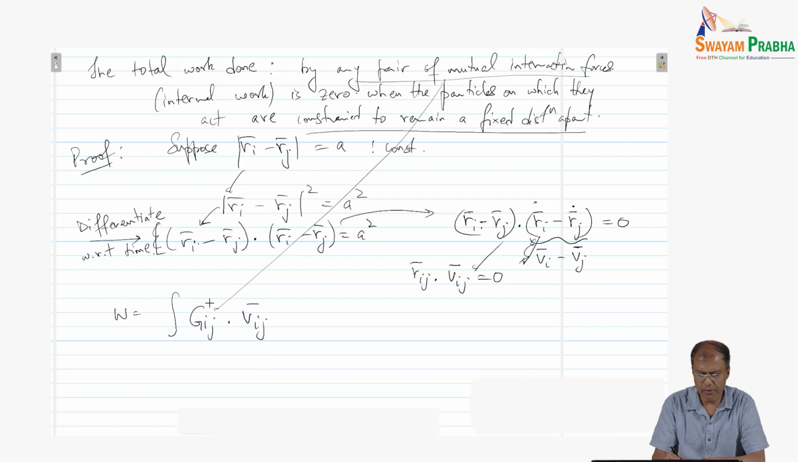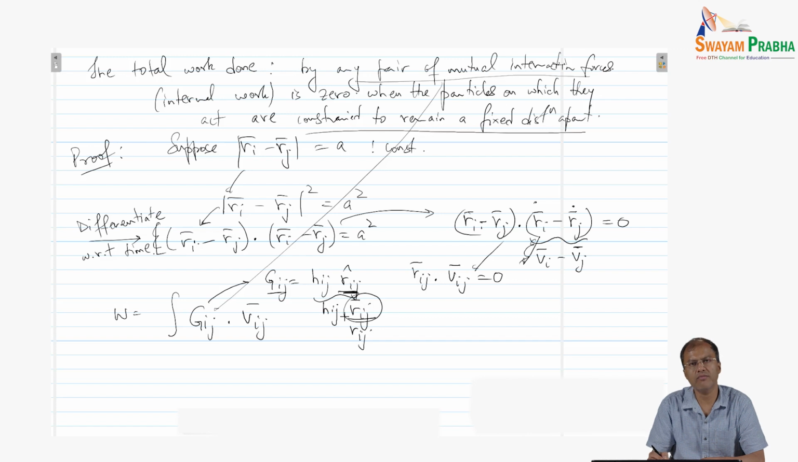Remember, the mutually interacting forces Gij, if you recall some of my previous slides, this is Hij Rij hat. So the mutually interacting forces act along the direction of the mutual distance. This is nothing but Hij times Rij bar by Rij. So the direction of these mutually interacting forces is Rij bar.